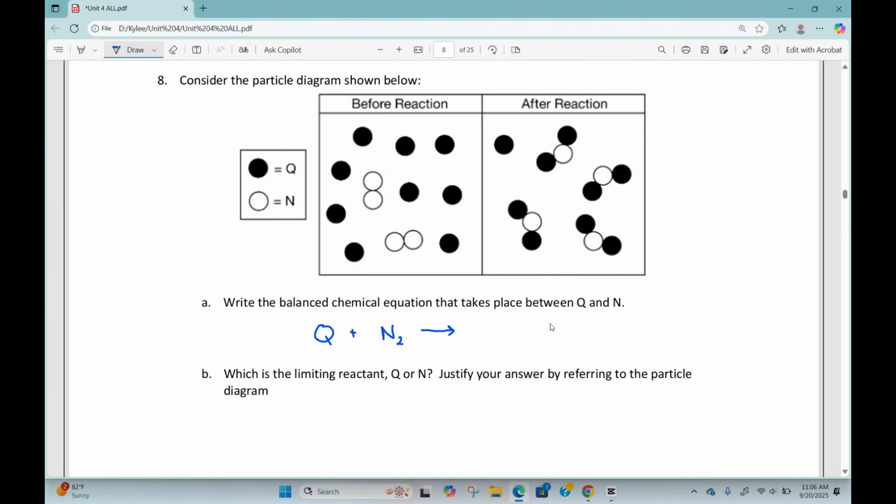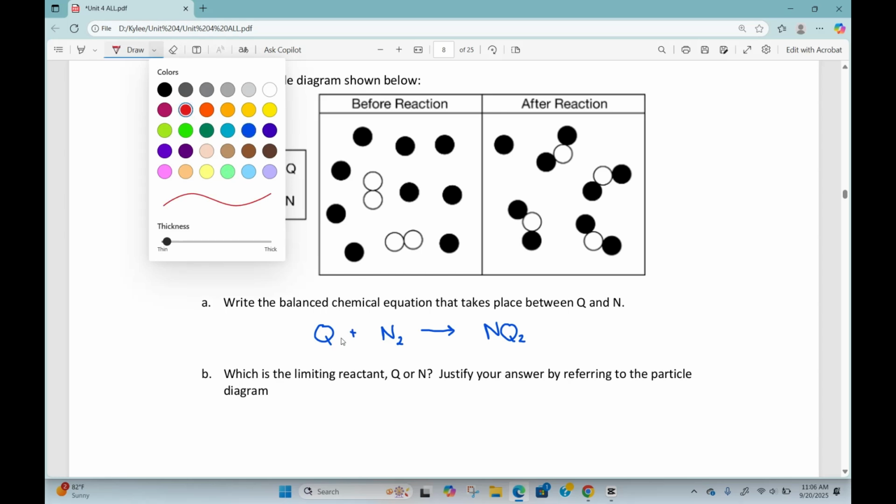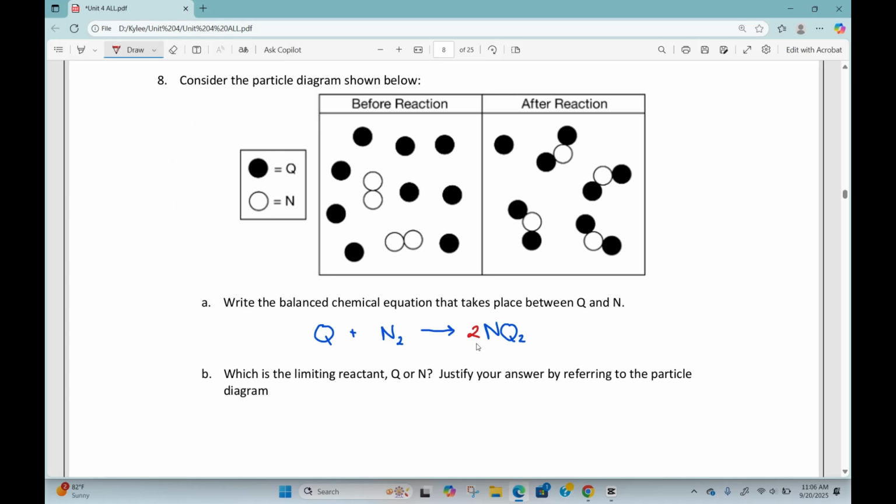And then what are we making over here? We are making N and then 2 Q's attached. So this is N2, no, I did that backwards. Apologies. I'm making N with 2 Q's attached, so that should be NQ2. Now I do need to balance this now that I've written my equation. So switch just to another color. I've got 2 nitrogens, so I'd put a 2 here for the nitrogens. But now that gives me 2 times 2, which is 4 of the Q's.